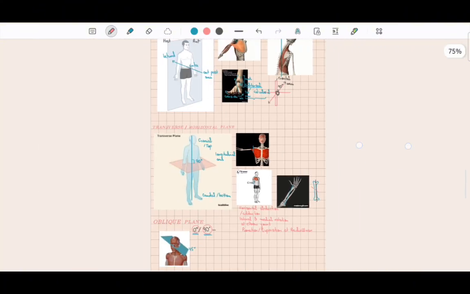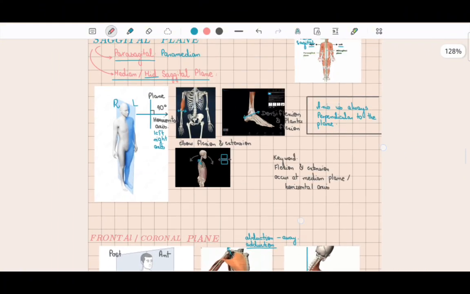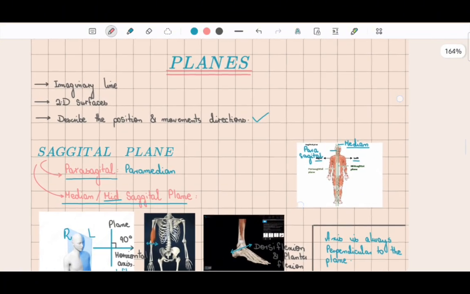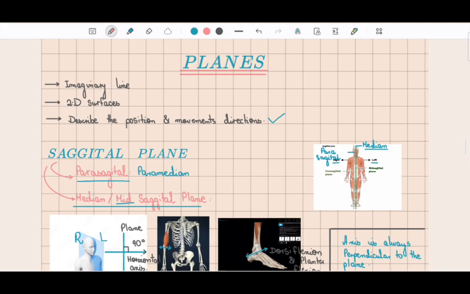So okay, that was all about the planes of the body. We are done with it. That is the imaginary line dividing the body into certain parts and giving you an idea of an axis, and on that axis the movement is basically occurring. It can be any movement, so you must have an idea of the movement as well. So that was all from my side regarding this topic.